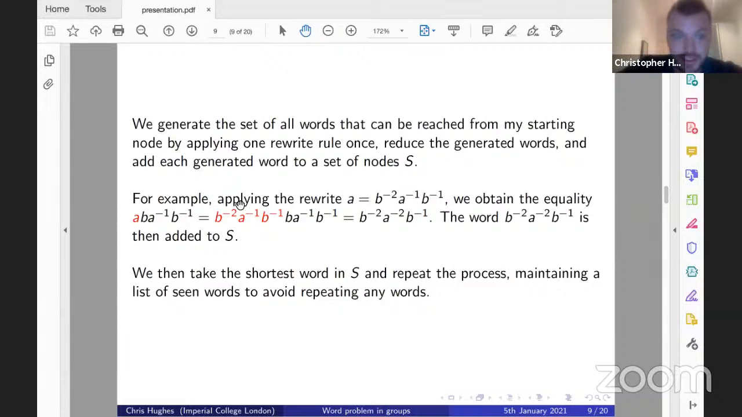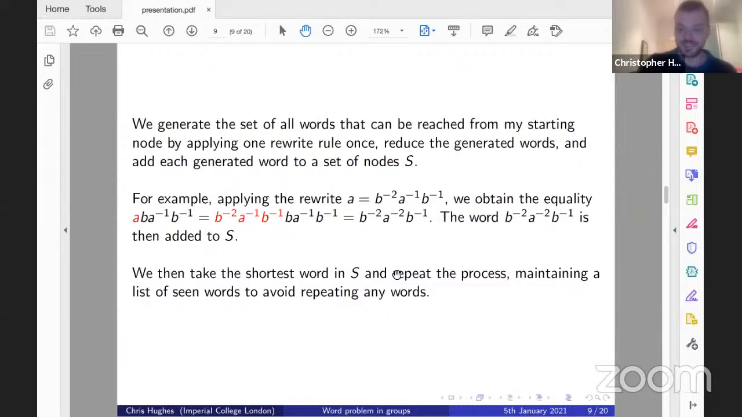So here's an example. So we might swap that A, and we'll add the word B to the minus 2, A to the minus 2, B to the minus 1 to the set S of nodes, and then you find the shortest word in your set of nodes, and you repeat the process at that shortest node. And you keep doing this, and the shortest word might not be one of the words you just added. It might be a word you added a long time ago, so it does a bit of backtracking as well, effectively. So it's quite a straightforward algorithm.